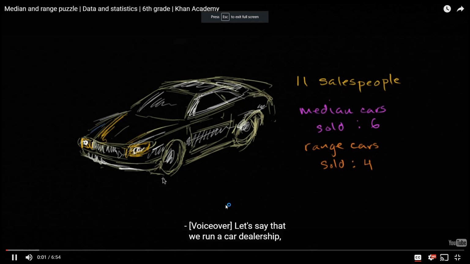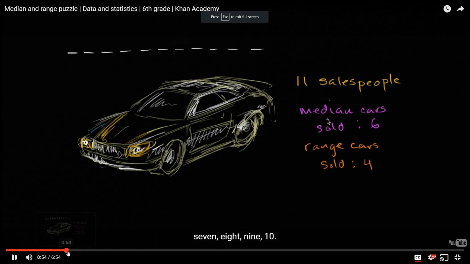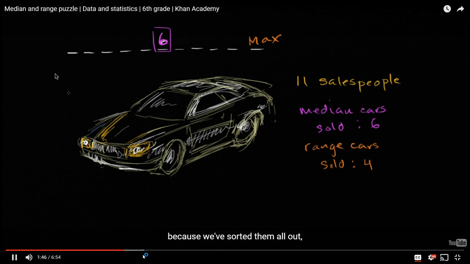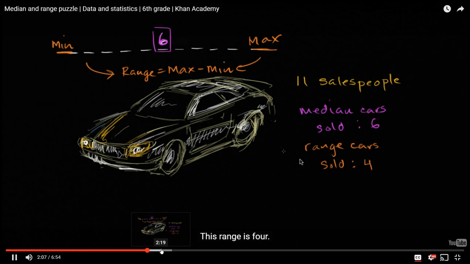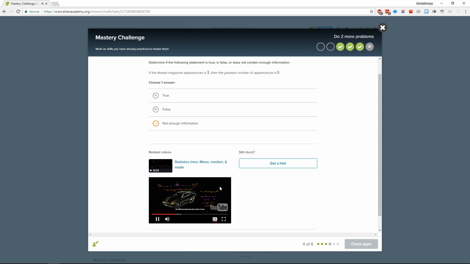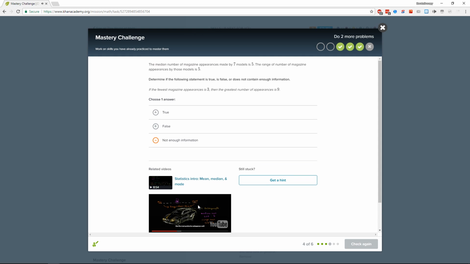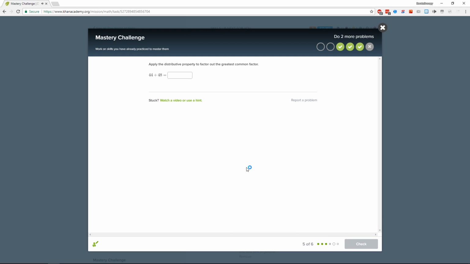Let's say that we run a car dealership, and this range is 4. So the maximum minus the minimum, the difference between the number of cars at the most productive sales. Oh, I see. The range. So the fewest is... No, the fewest is 0. False. Okay.